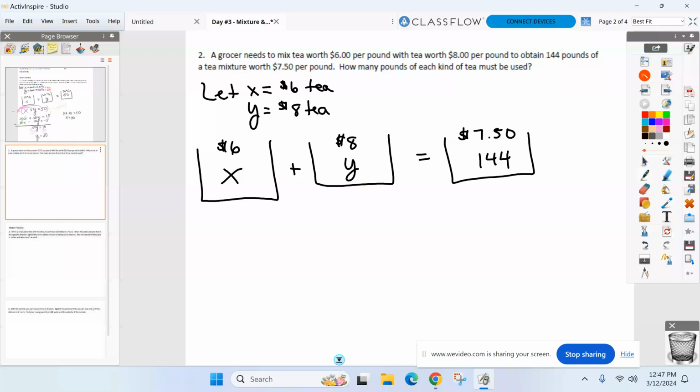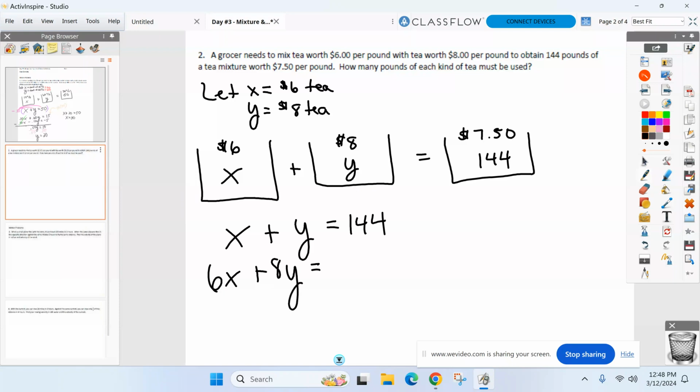All right, you ready for the two equations? First one, how much tea in total, without the money applied? How much $6 plus how much $8? I have 144 pounds total. There's your first equation. Now apply your money. No decimals on this one, right? No decimals needed. 6x plus 8y.